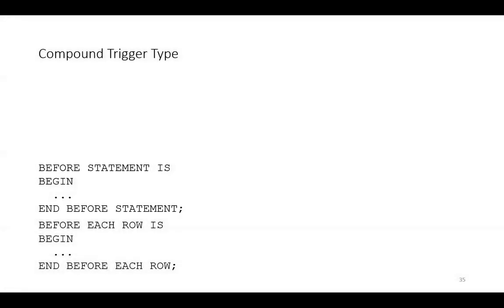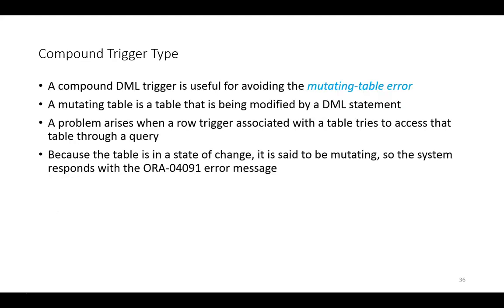Similarly, if we had before each row, we would again say before each row is, then the begin, end, and the end would include the timing point before each row. And the same would be true for the other 2 timing points. So why would we have a compound trigger? Well, for one thing, we could consolidate code. We also indicated that we could share the declarations between the different timing point sections.